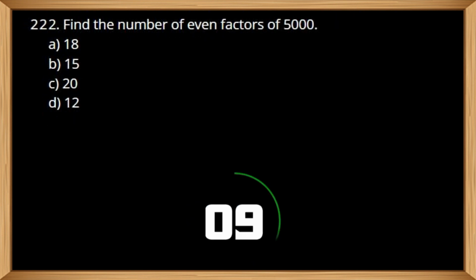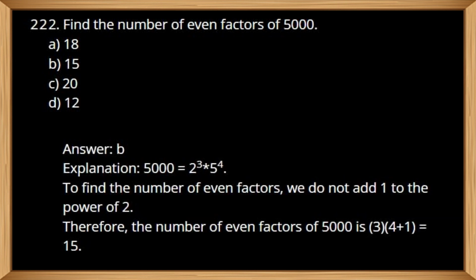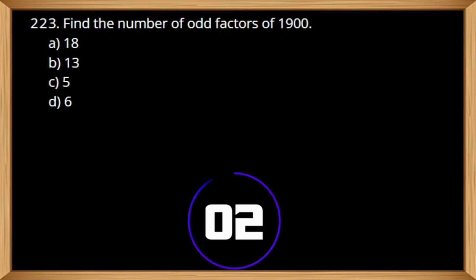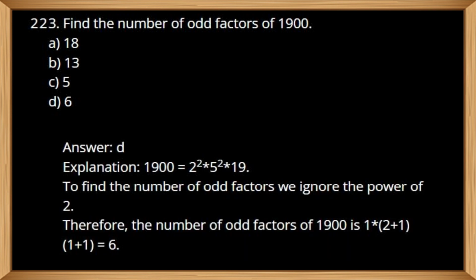Find the number of even factors of 5000. Option B, 15. Find the number of odd factors of 1900. Option D, 6.